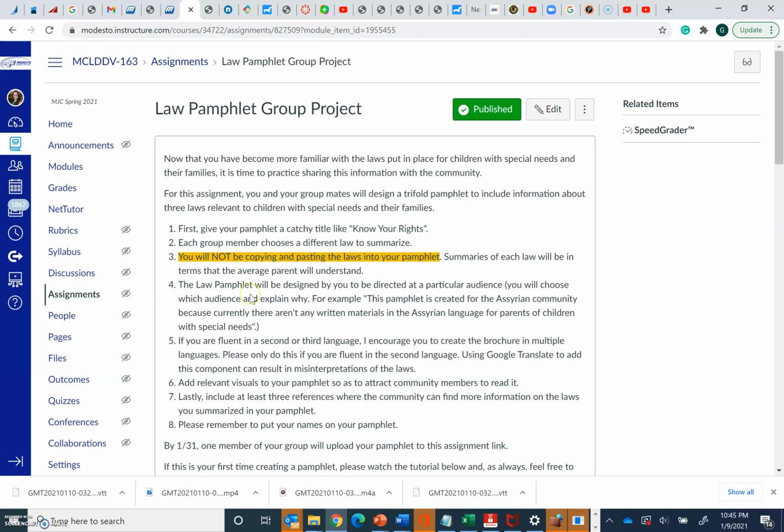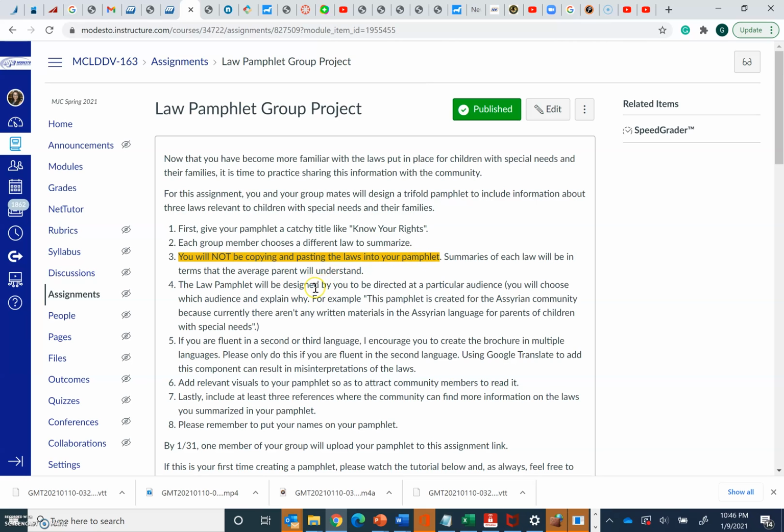And then each group member is going to choose their own piece of legislation, so their own law. If you're a group of 2, you're going to have 2 laws. If you're a group of 3, you're going to have 3 laws. You will not be copying and pasting the laws into your pamphlet. You're going to be summarizing in your own words what this law means for families.